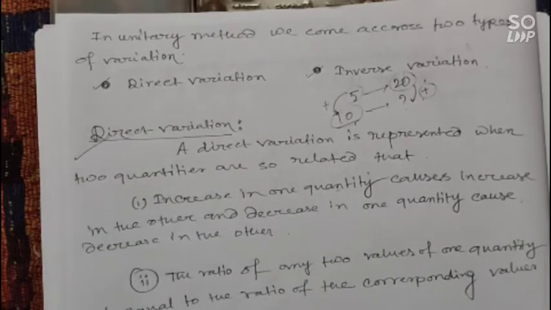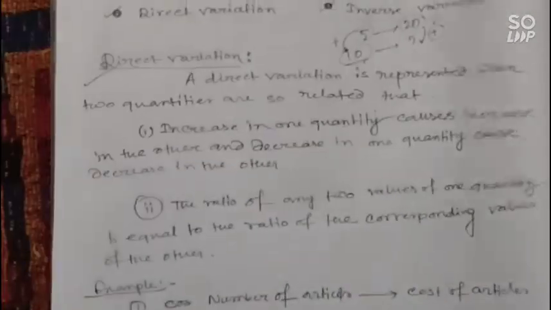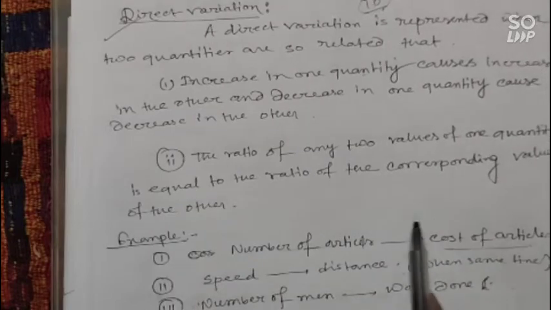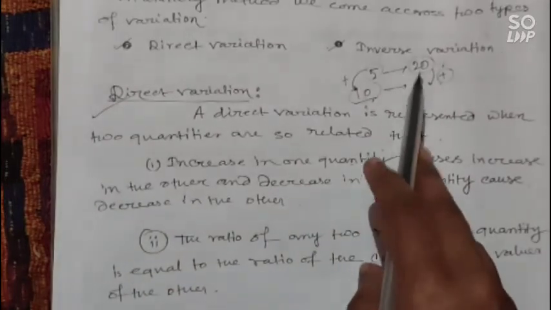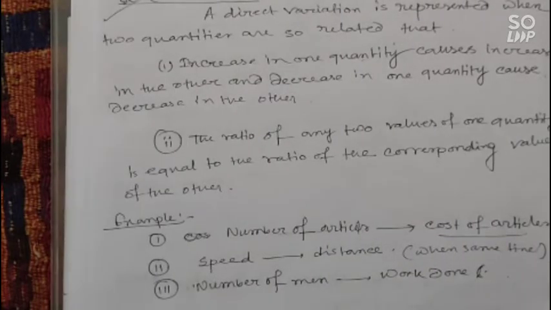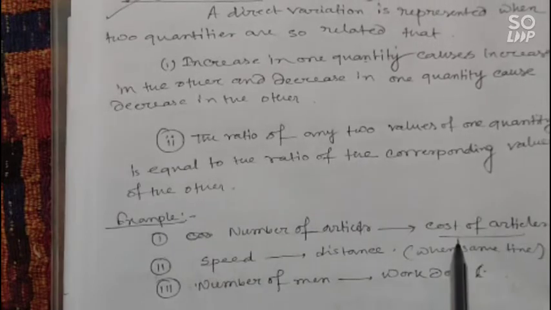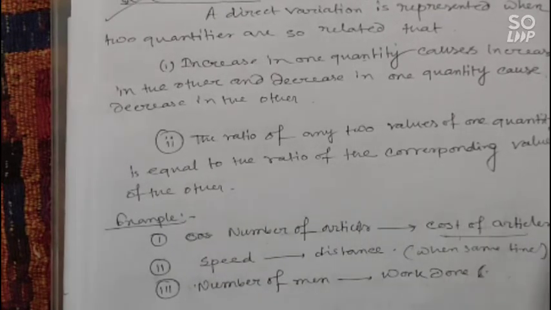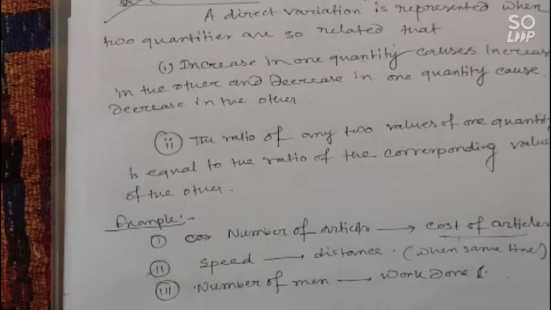So which quantities are related in direct variation? The number of articles and cost of articles. Just before I have given you the example, when the number of articles is increased, then the cost of articles is also increased. So number of articles and cost of articles will always be in direct variation. And the second example is speed and distance.